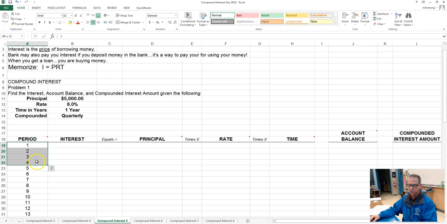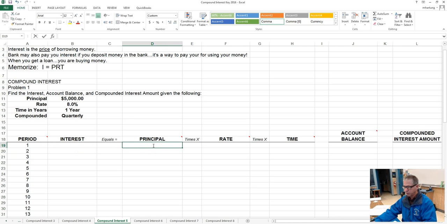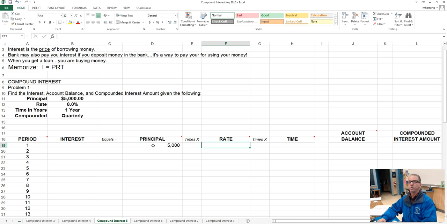Remember, it's not 4 years. It's 4 compounding periods, quarterly for 1 year, which means 4 quarters equals 1 year. So we'll have to apply this formula 4 times in order to calculate the account balance and the compound interest amount. In order to do that, we've got to calculate the interest. So let's go ahead and put in the information we need. There's our $5,000 at a rate of 8% per year.